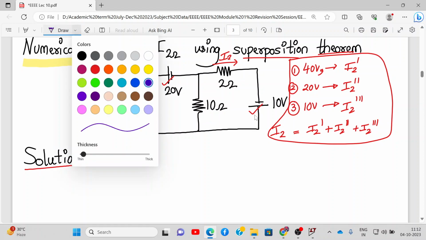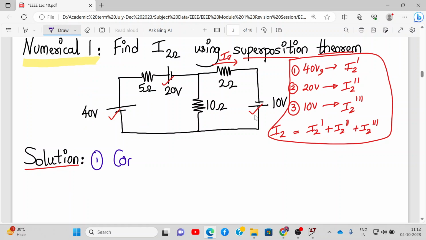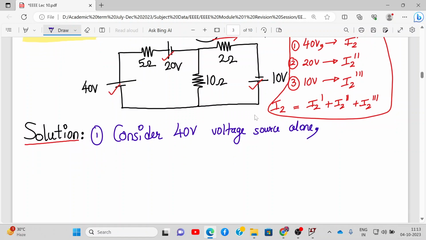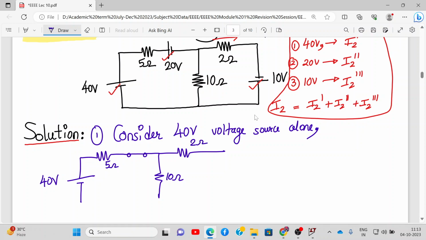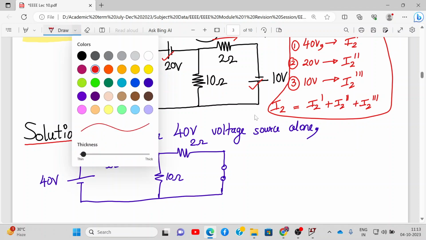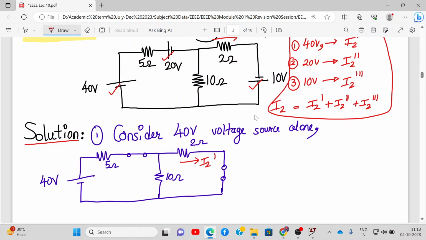We need to find the current. So the first step is to consider the 40 volt voltage source alone. When we consider the 40 volt source alone, the 20 volt and 10 volt sources will be short circuited. So let's do that. I'm drawing the circuit over here again. This is 40 volt. This will be 5 ohm. This will be short circuited. Then we have 10 ohm resistance. Then here we have 2 ohm, and here this is short circuited. We are supposed to find the current through 2 ohms, so that will be I2 dash.